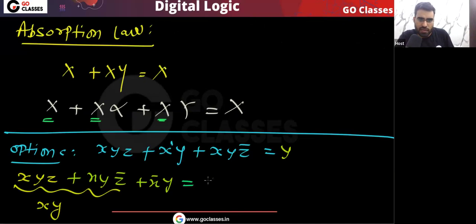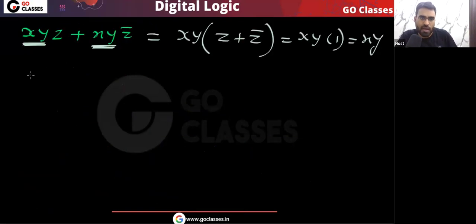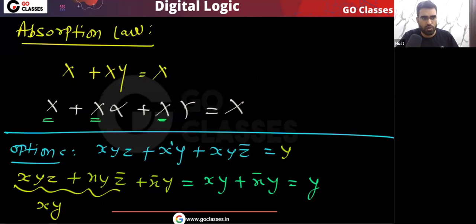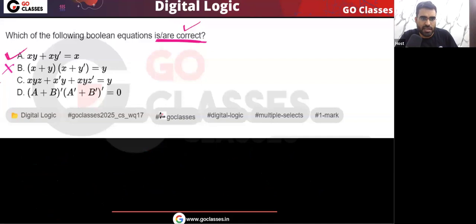Now finally what we will get? We will get xy or x bar y. Now that will give you y. The same thing, xy or x bar y. You can take y out. If you take it out, then it will be like this, y and 1, and that will be y. Okay, so very simple. So this is our option C, that is correct.